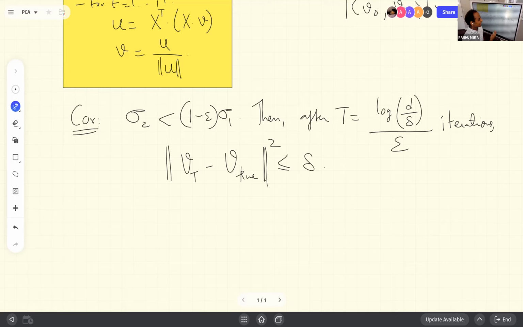Okay, and as I said, you can generalize this to the case where maybe there's no gap between sigma 1 and sigma 2, but there is some gap down the line. Maybe the 100th singular value is less than sigma 1. You can say that you converge to something which is in the span of the first 100 in that case. Okay. All right, so let's do a quick demo of this to see what's happening.